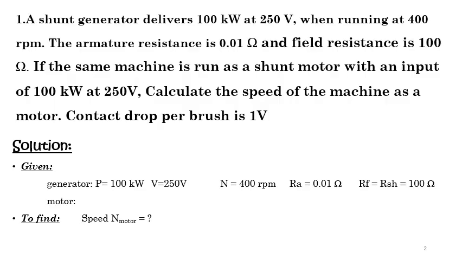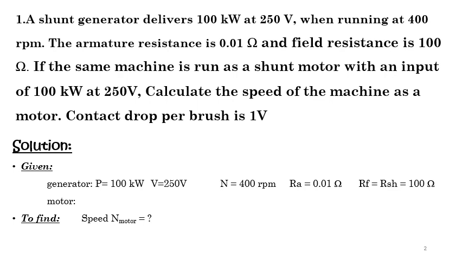So first question. A shunt generator delivers 100 kilowatt at 250 volt when running at 400 rpm. The armature resistance is 0.01 ohm and field resistance is 100 ohm. If the same machine is run as a shunt motor with an input of 100 kilowatt at 250 volt, calculate the speed of the machine as a motor. Contact drop per brush is 1 volt. So let us see what details are given first.